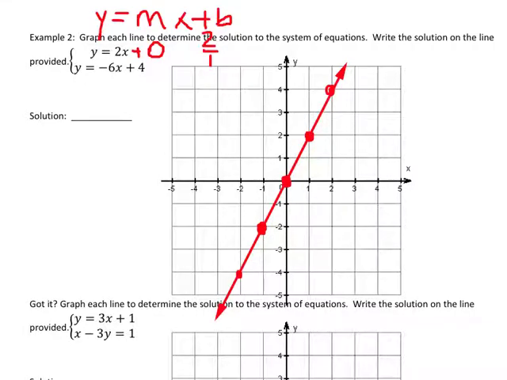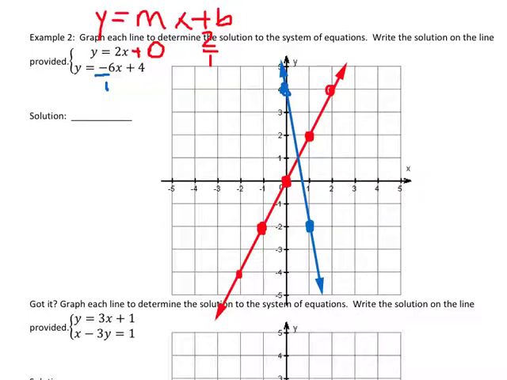And now I'm ready to graph the second line. With the second line, my y-intercept is 4, so I'm going to plot the y-intercept of 4. And then my slope is -6 over 1, so from 4 I'm going to go down 6 and right 1. Down 6 again and right 1 is off my screen, so I'm going to go ahead and connect those dots with a line.